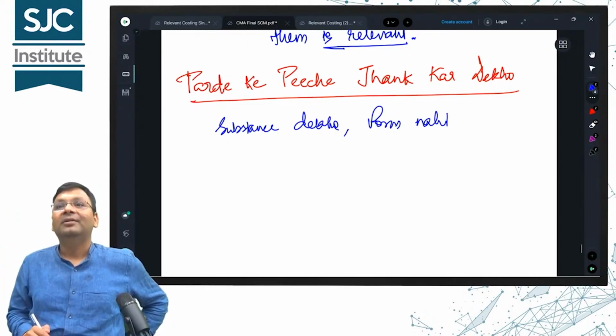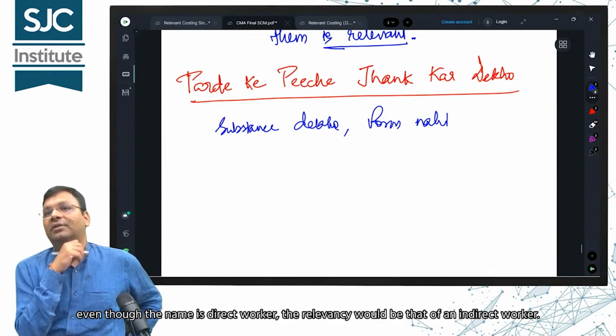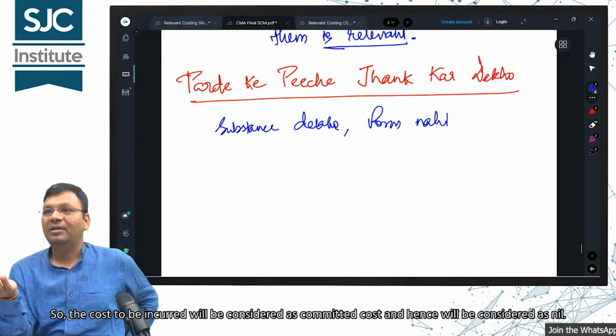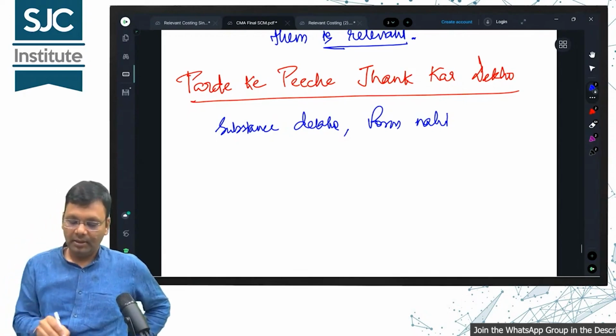In that case, even though the name is direct worker, the relevancy would be that of an indirect worker. So the cost to be incurred will be considered as committed cost and hence will be considered as nil. It's a surprise element, keep in mind.